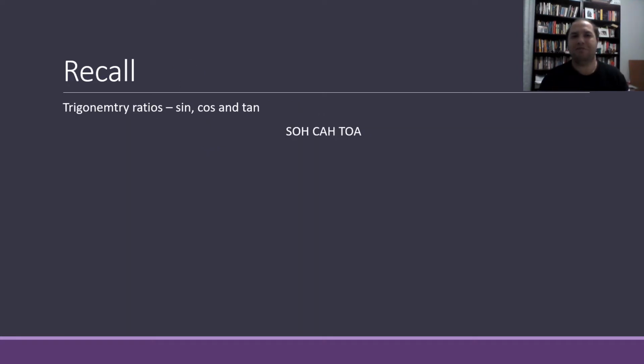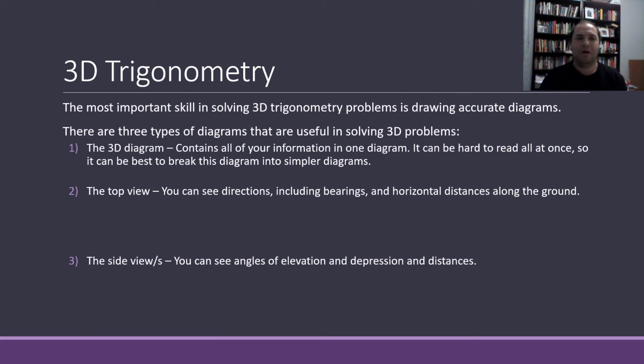Key things you have to recall are your trig ratios, sine, cos and tan, and labeling your sides. The main skill that's going to be new that we're going to be talking about today is drawing those 3D diagrams. The most important skill in solving 3-dimensional trig problems is drawing accurate diagrams.